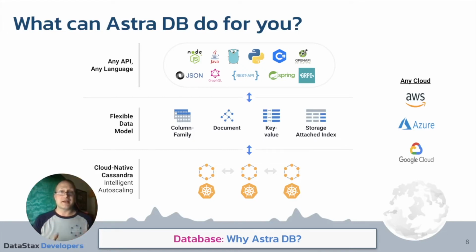And you get a cloud-native Cassandra with Astra DB that has intelligent autoscaling. Using analytics and machine learning, intelligent autoscaling decisions are made for you based on real-time and historical data. That way, there's no interruption of service to scale up or down and no wasted resources. And of course, Astra DB can be deployed to any major public cloud, including AWS, Azure, and Google Cloud Platform.